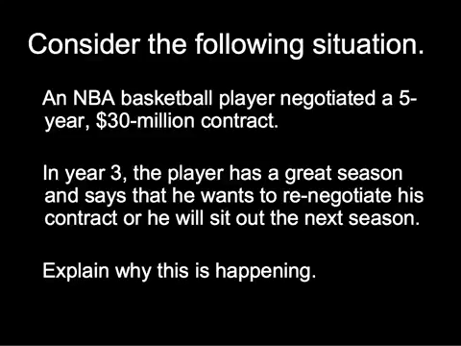So let's consider the following situation, not an unusual situation. A basketball player in the NBA negotiated for a 5-year, $30 million contract. Now, in year 3 of this 5-year contract, that player has a great season and says, you know what, I want to renegotiate my contract or I'm going to sit out the next season. Now, why might this be happening? Why might this player expect some sort of renegotiation to take place?